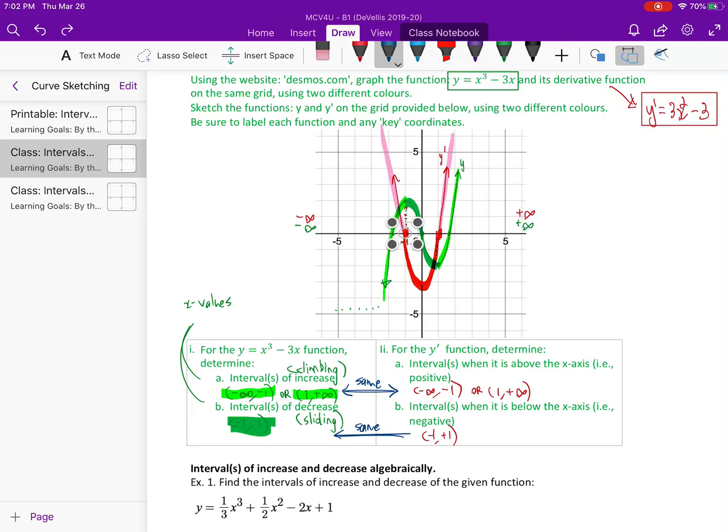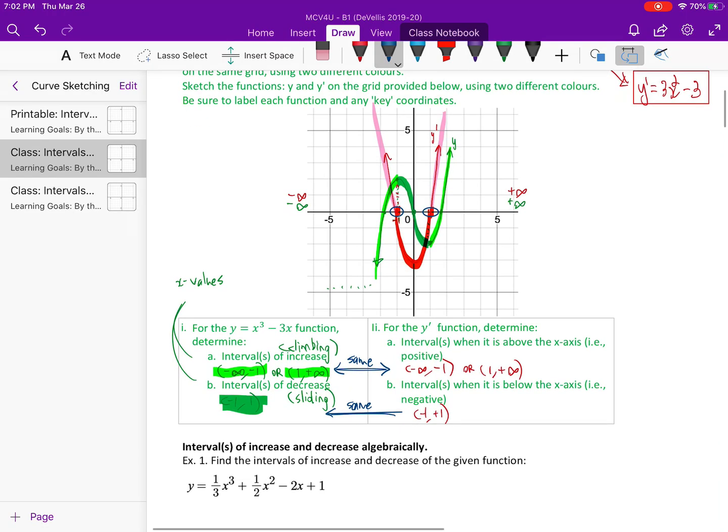Let's see if I could wrap that up a little bit here. So those values there are when the first derivative function is equal to 0, and that generates the critical numbers. That's a new phrase for us. Critical numbers tell us where the function changes from increase to decrease or decrease to increase.